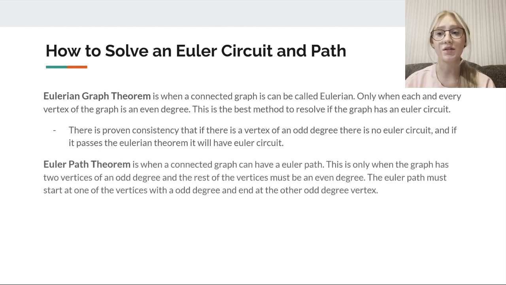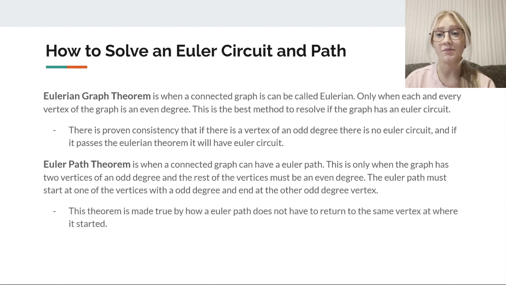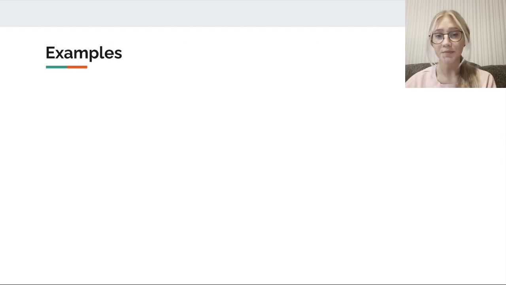The Euler path theorem is when a connected graph can have an Euler path. This is only when the graph has 2 vertices of an odd degree, and the rest of the vertices must be of an even degree. The Euler path must start at one of the vertices with the odd degree, and then end at the other odd degree vertex. And this theorem is made true by how an Euler path does not have to return to the same vertex where it started.